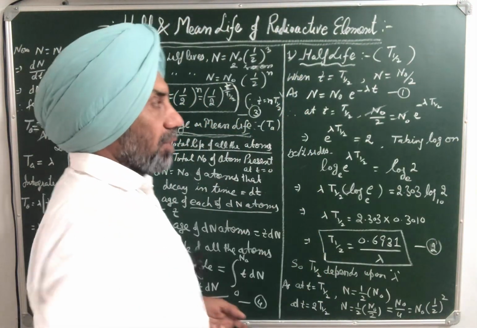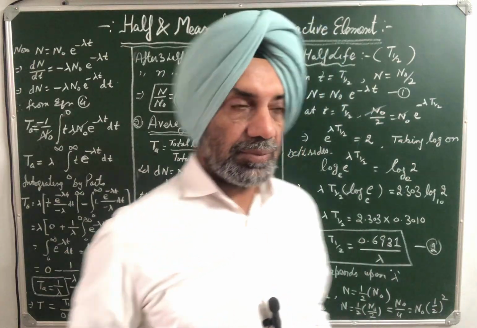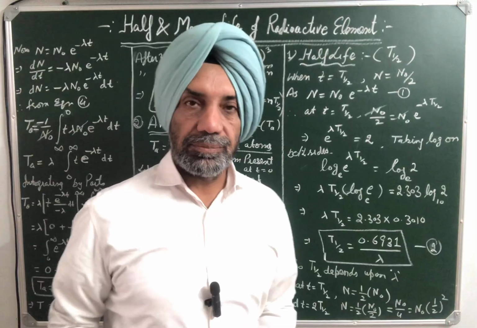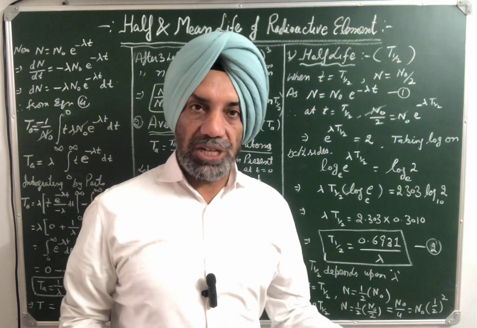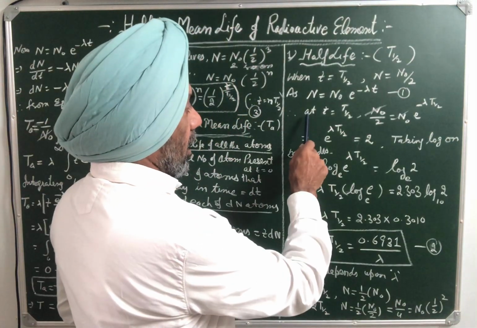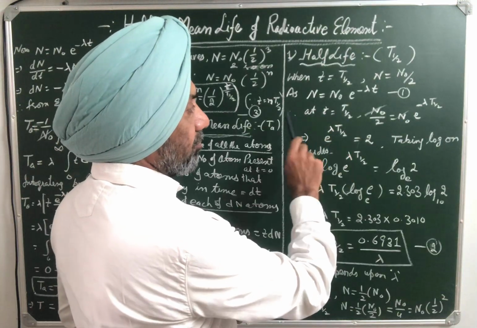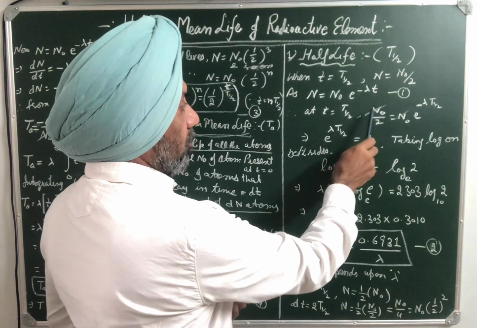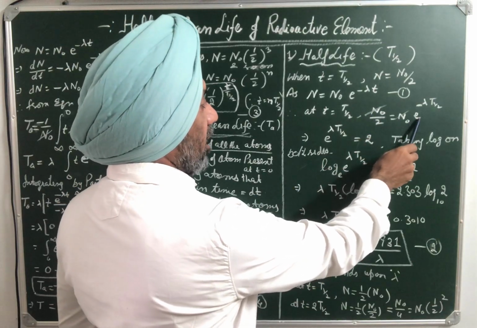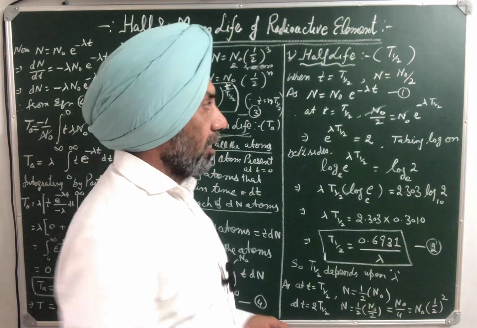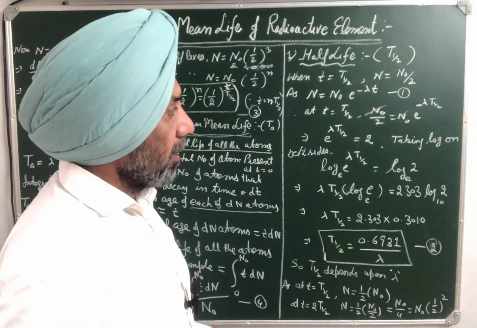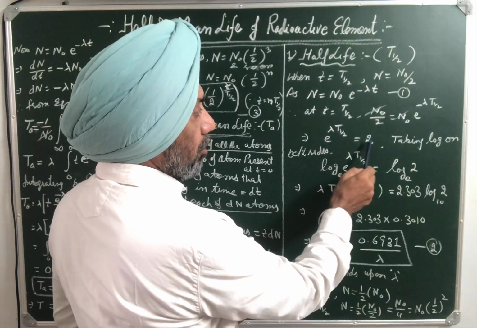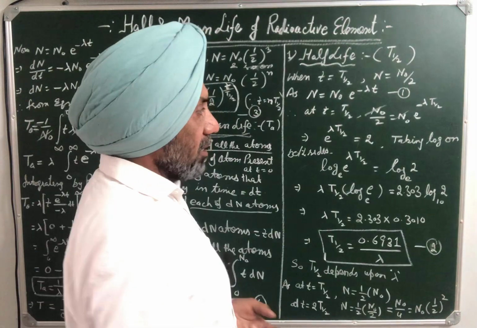Then according to radioactive decay law, N is equal to N naught e raised to minus lambda t, because this decay is exponential. So at t is equal to t half, put N is equal to N naught by 2 in this equation number 1. So we have N naught by 2 is equal to N naught e raised to minus lambda t half. So this N naught cancels. So from this we have e raised to lambda t half is equal to 2, taking reciprocal on both sides.